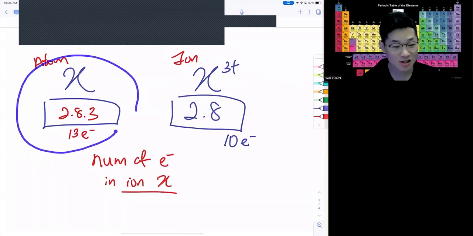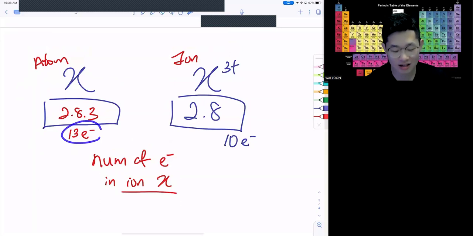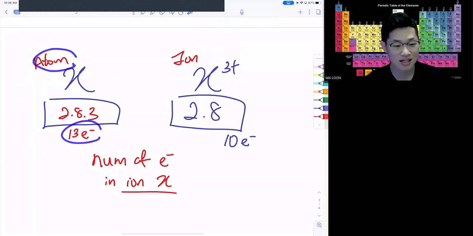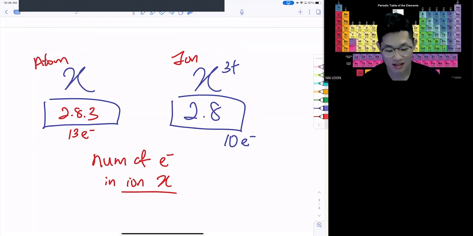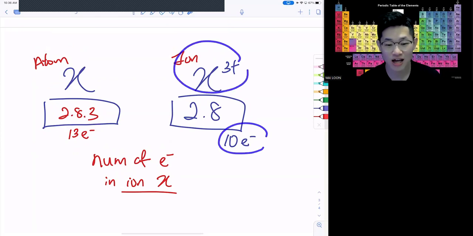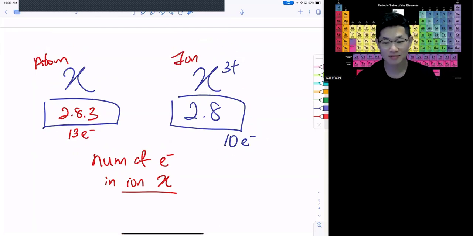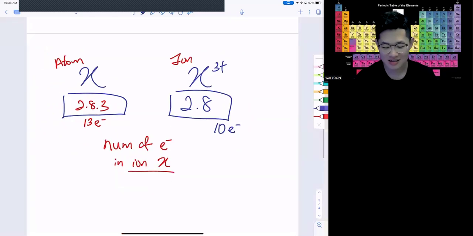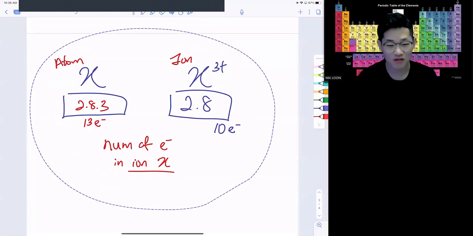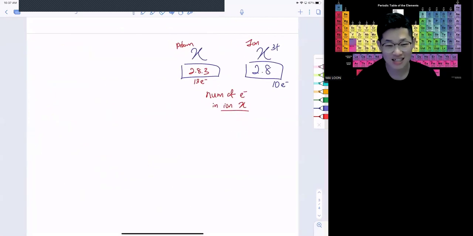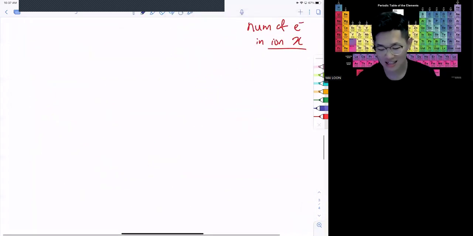Okay, so 13 electron is atom X. 13 electron is atom X. 10 electron is ion X. Is that okay? Okay. Last, since there are still a lot of you got the wrong answer. Okay, last one.